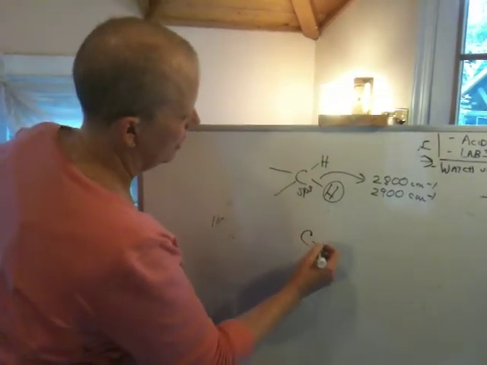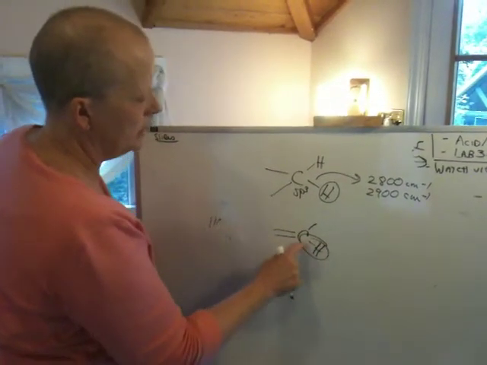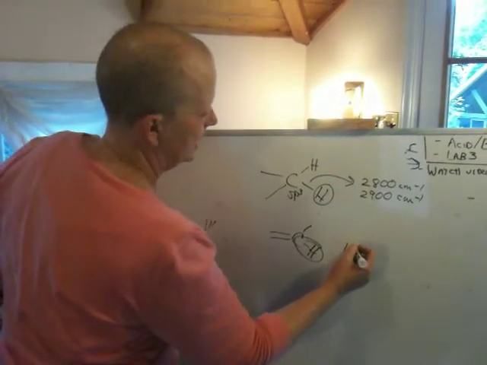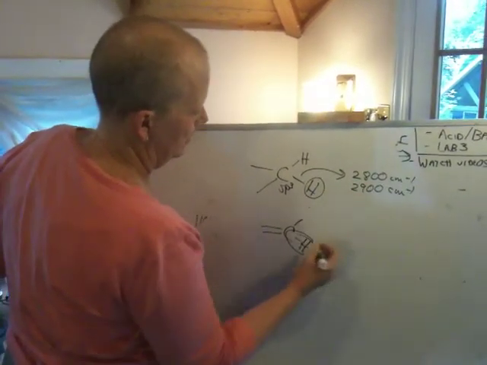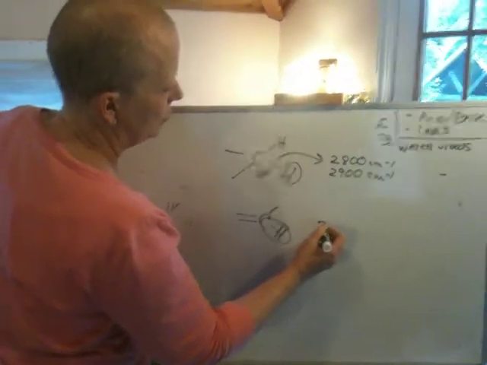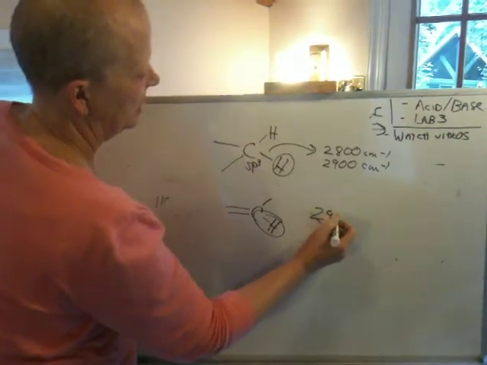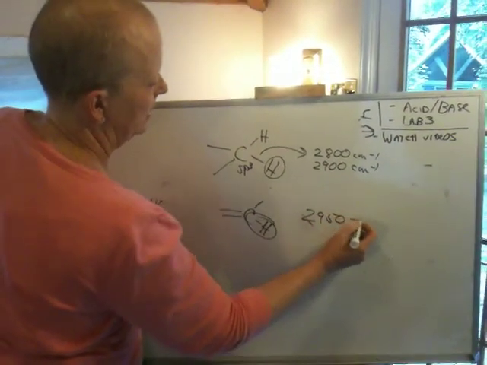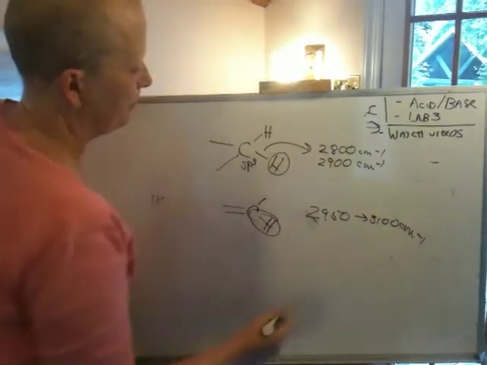I'm being very approximate here, and the tables are a little different depending on the table you're looking at. If, on the other hand, you're talking about a hydrogen that's on a double bond, this bond is going to absorb at about, I would say, 2,950 to about 3,100 reciprocal centimeters.